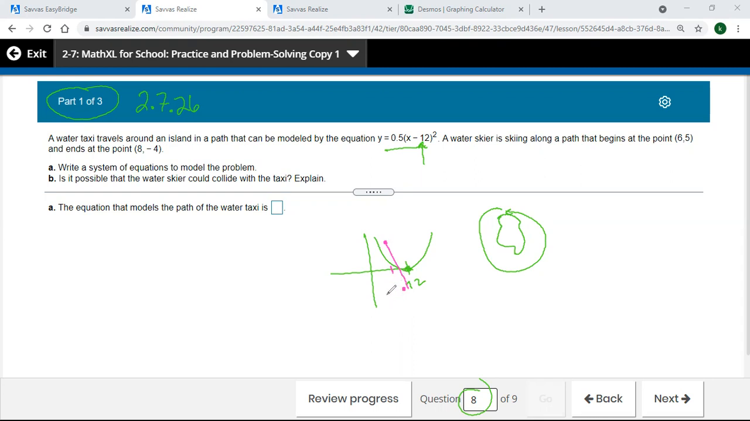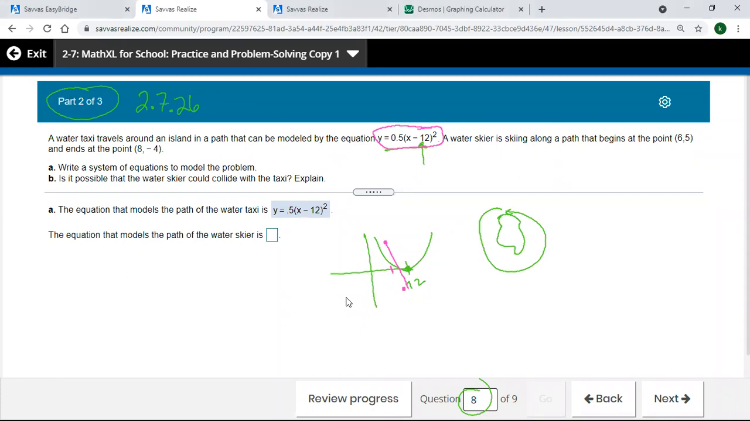All right, the equation that models the path of the water taxi. Wait, I thought they gave us that. A water taxi travels around an island in a path that can be modeled by this. I'm confused because that seems like that's the equation itself. They gave us that. Y equals 0.5 times x minus 12 quantity squared.